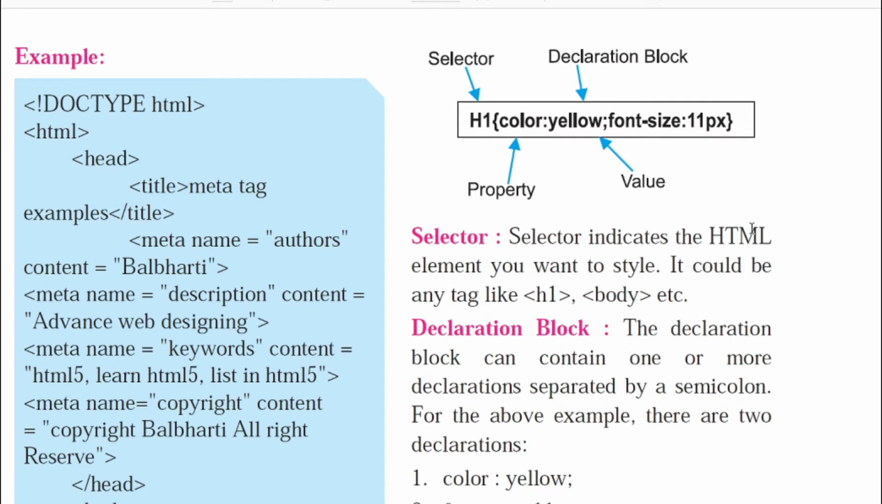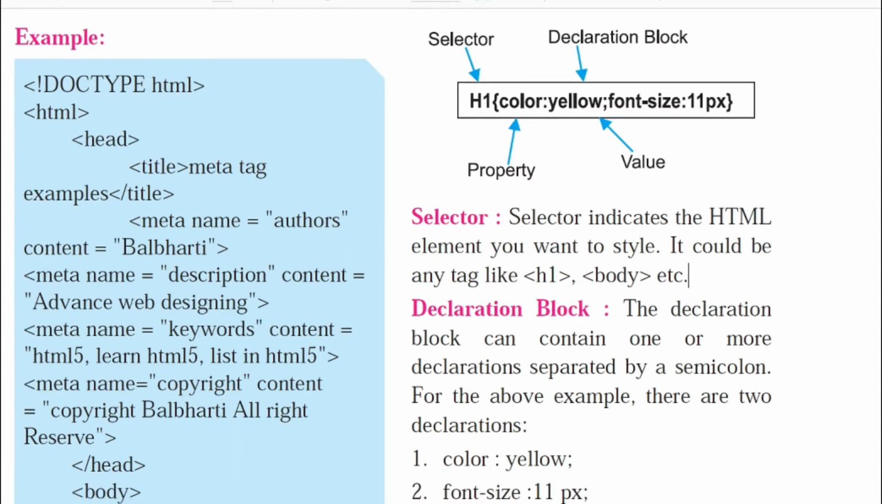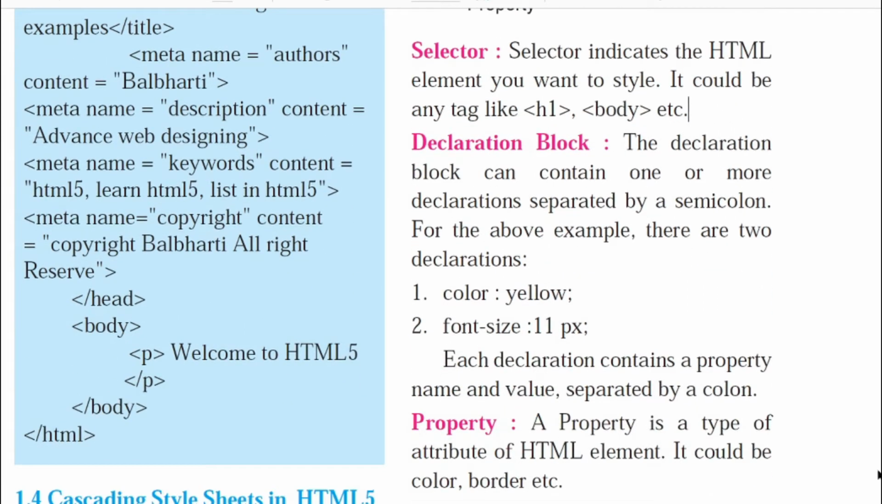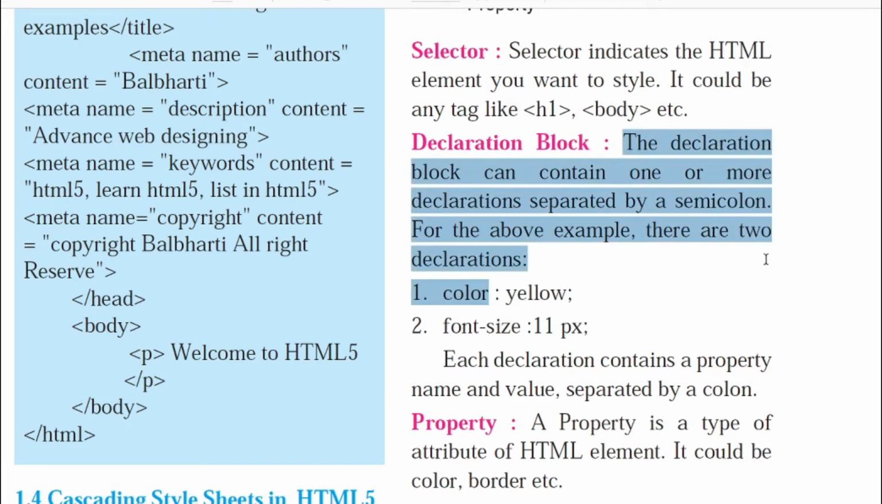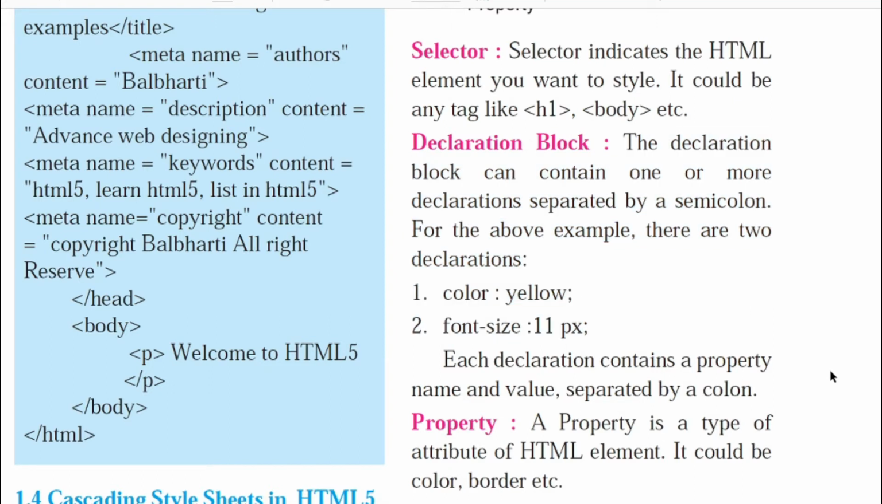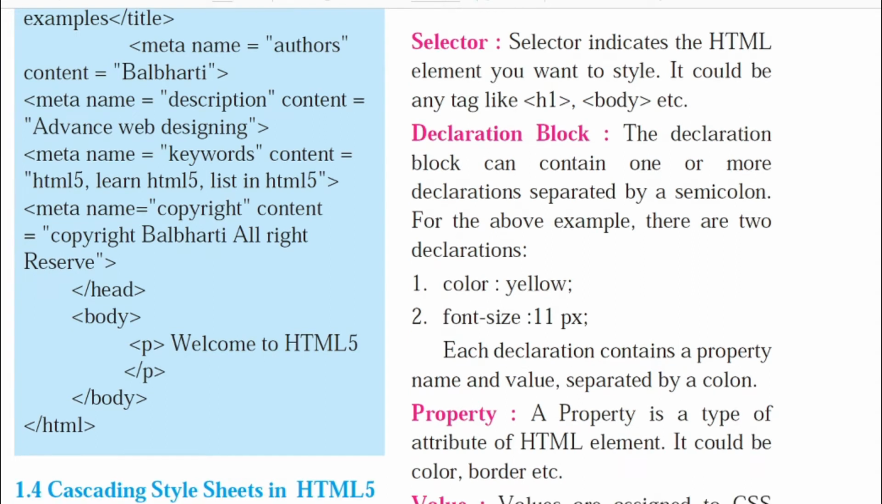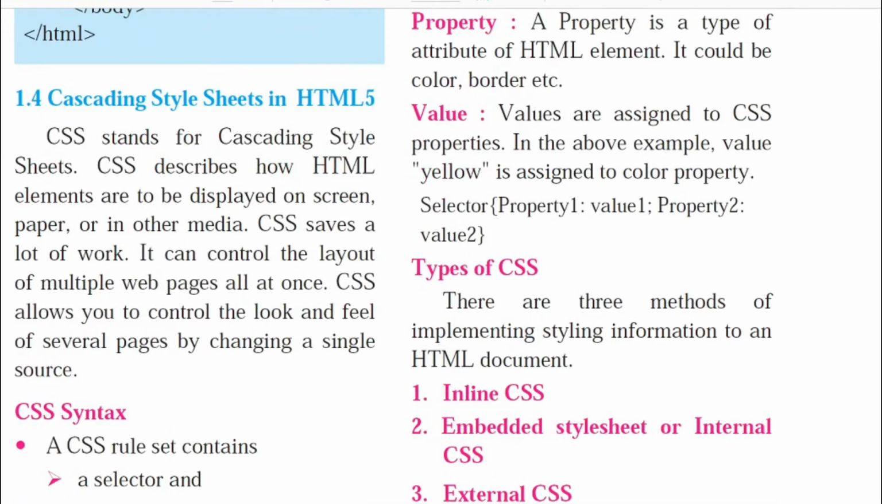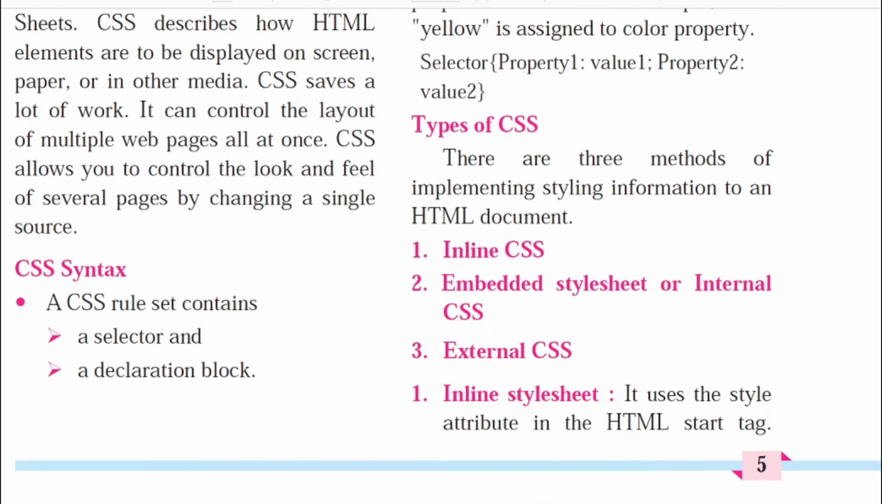So my dear students, you can easily understand that the selector indicates the HTML element you want to style. It could be any tag like H1, body, etc. Similarly, the declaration block can contain one or more declarations separated by a semicolon. For the above example, there are two declarations: color yellow, font size 11 pixels. So in this way, my dear students, you can easily use CSS in your web page to style elements.